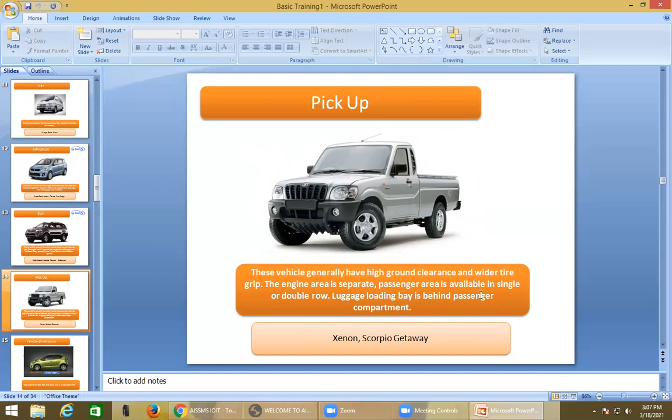The passenger area is available in a single or double row, and the luggage loading bay is behind the passenger compartment. See, this is the luggage loading bay which is provided behind the passenger compartment. This is how pickup vehicles are classified based on their body style. Getting it? Examples of such vehicles are the Scorpio Getaway and the Xenon.